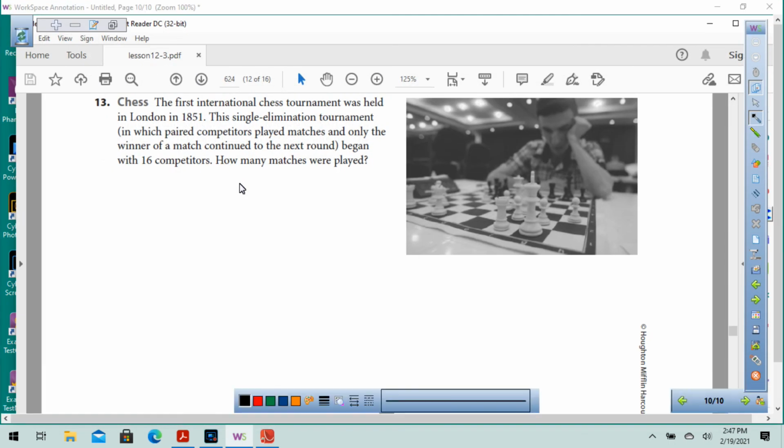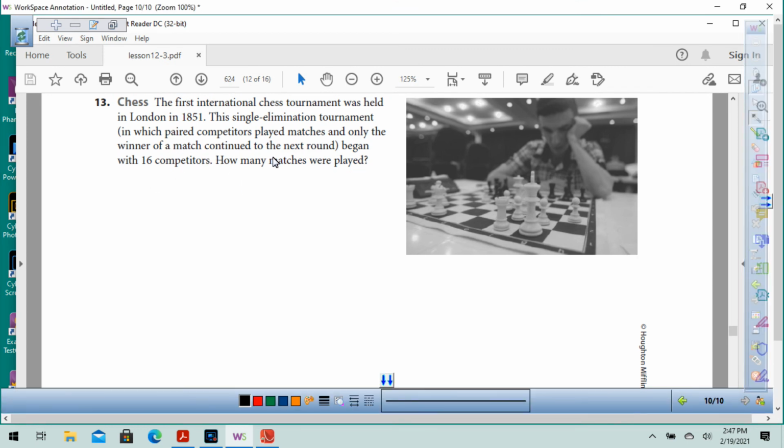Now, folks, 13 is hard, so pay attention, all right? It says the first international championship was in 1851. The single elimination with paired matches, all right? It started with 16 competitors. So match 1 had, wait for it, 8 games. And then match 2 had half of that, which is 4. Match 3 had half of that, which is 2. And then the last match had just 1 game. 8 and 4 is 12, 14, 15 games. 15 games. Ain't that cool?